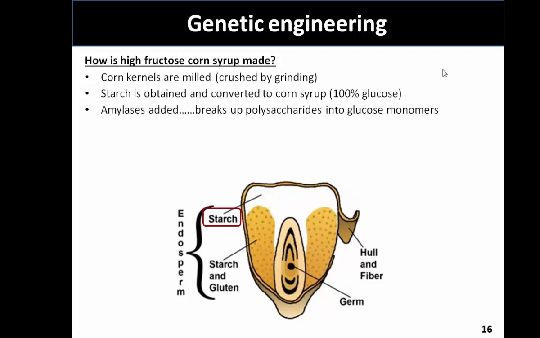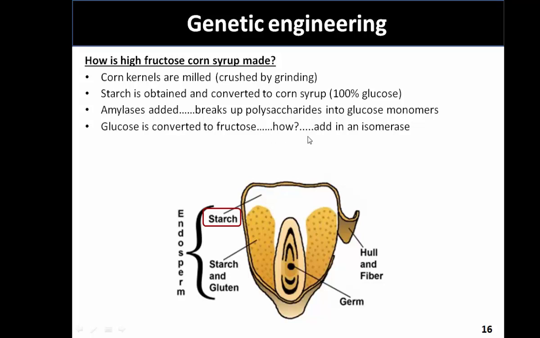So to the glucose molecules, the corn syrup and the starch, amylases are added. Amylases are enzymes that are designed to break up the chemical bonds holding glucose molecules together. So the starch, which is made up of polysaccharides, is broken up so that individual glucose molecules, monomers, exist and are not bound to each other, allowing for the conversion of some of those glucose molecules to fructose.